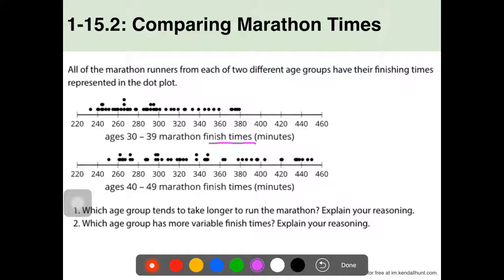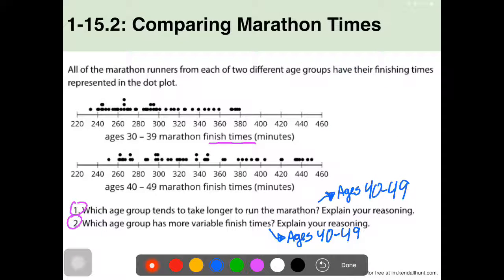You're going to answer questions 1 and 2 on this page. Take a few minutes and do that. Try to find a partner to talk about this with when you are done, if possible, and then start the video again when you're ready. Go ahead.